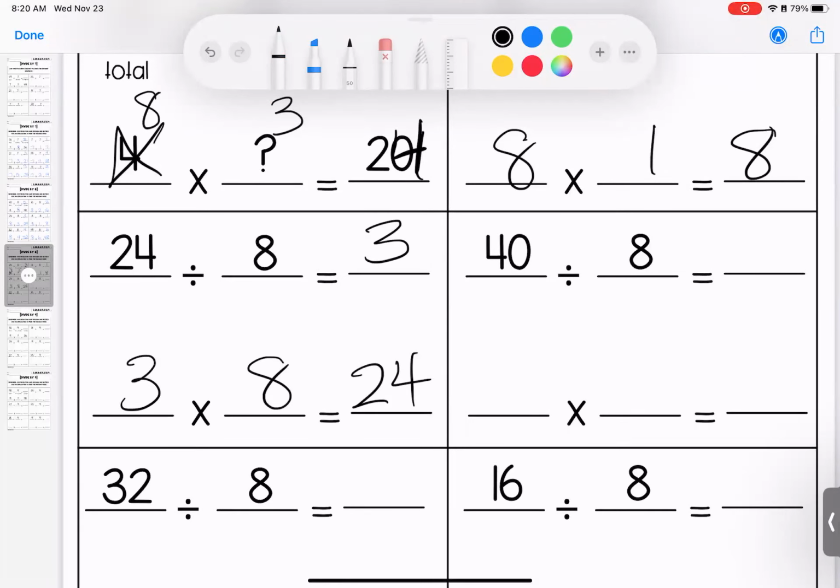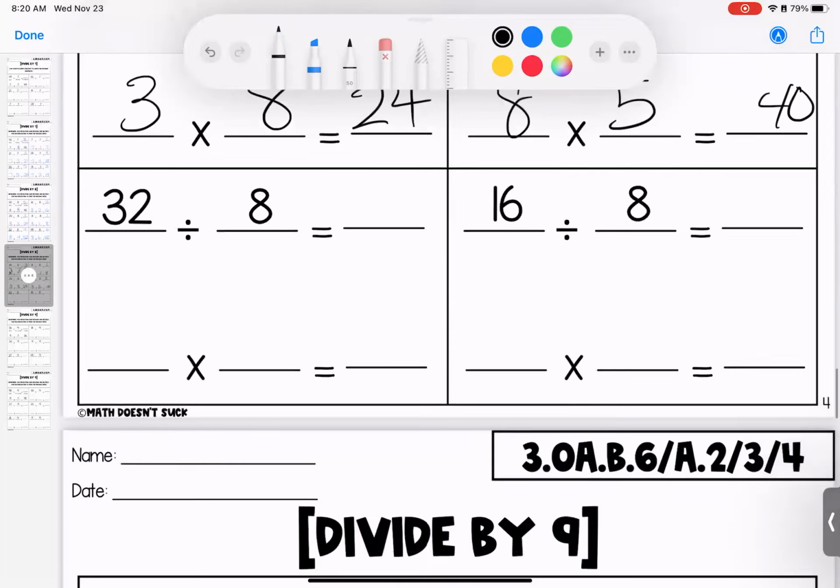40 divided by 8. Icky, sticky, tricky. If you're not sure, use your 5s. 8 times 5 is 40. Remember, any number that ends in a 0 is always going to have a 5 fact and a 10 fact.